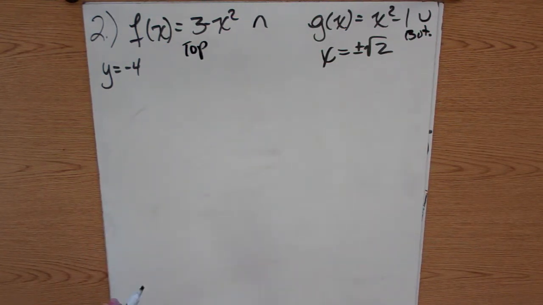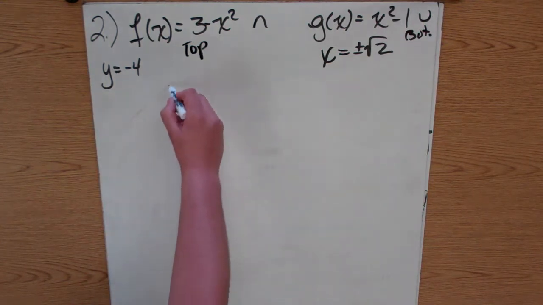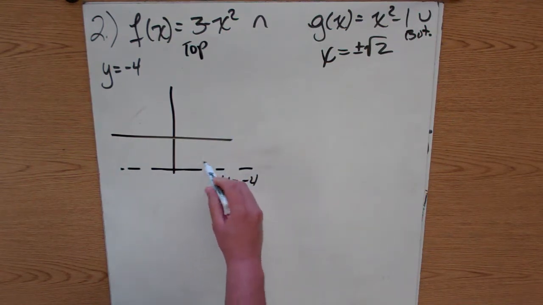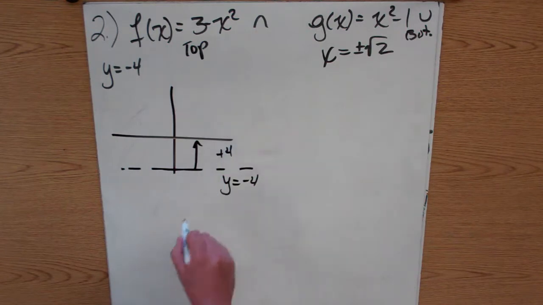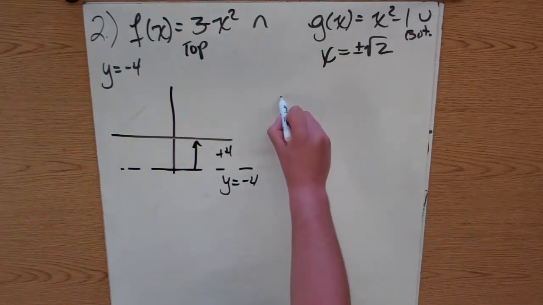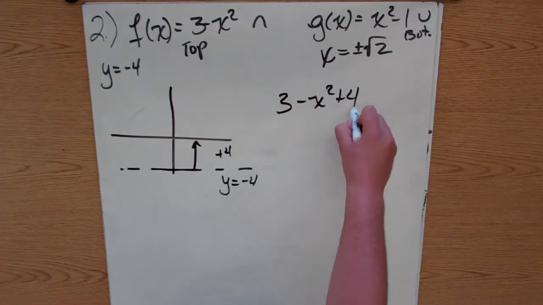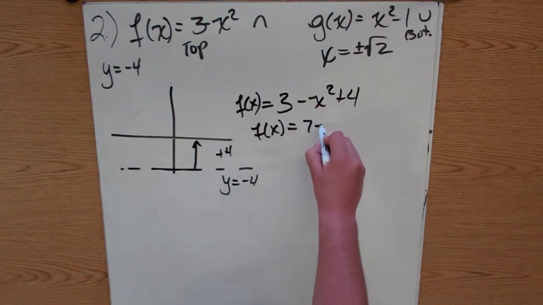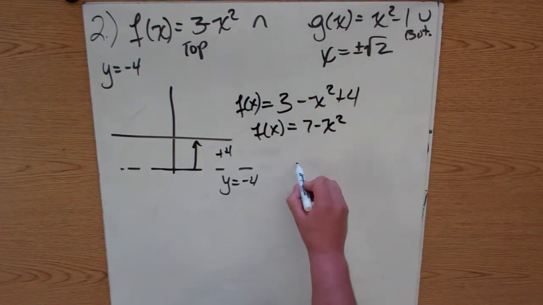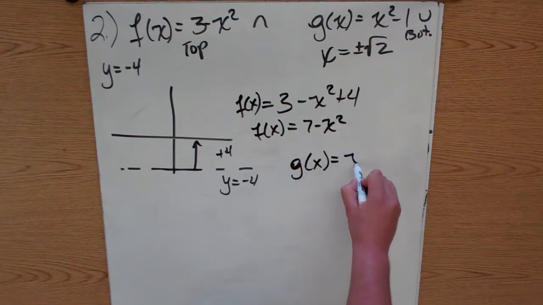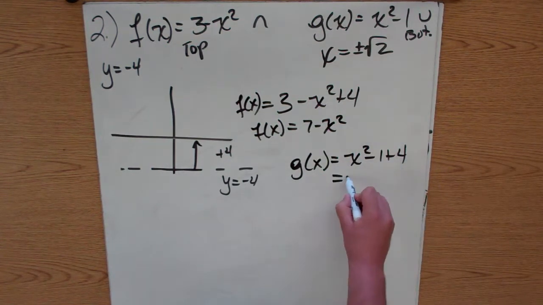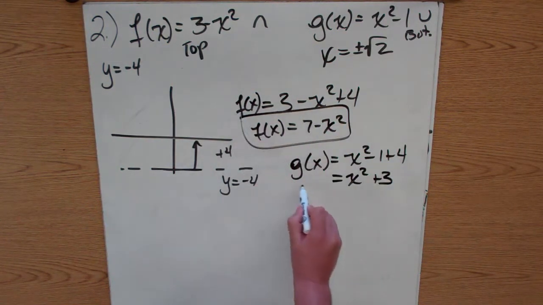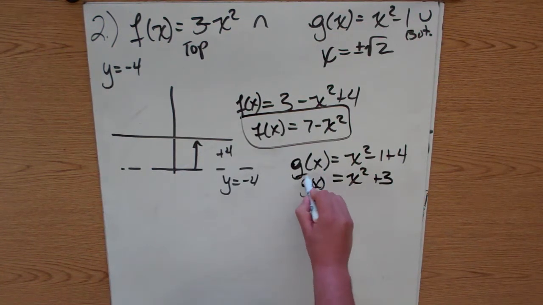But before we do that, because we know that we have our functions, but we're revolving around the line y equals negative 4. So to get back up to the axis, we're going to need to add 4. Alright, so 3 minus x squared plus 4. This is going to be our new f of x. So that equals 7 minus x squared. And then let's do it for g of x as well. X squared minus 1 plus 4. So it's x squared plus 3. Alright, so these are our two new functions that we're going to use.